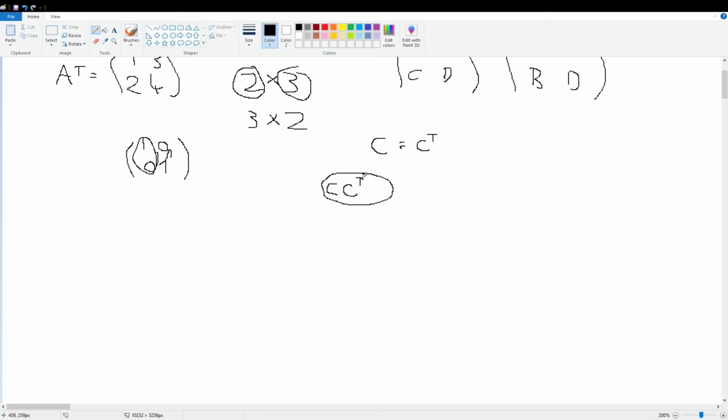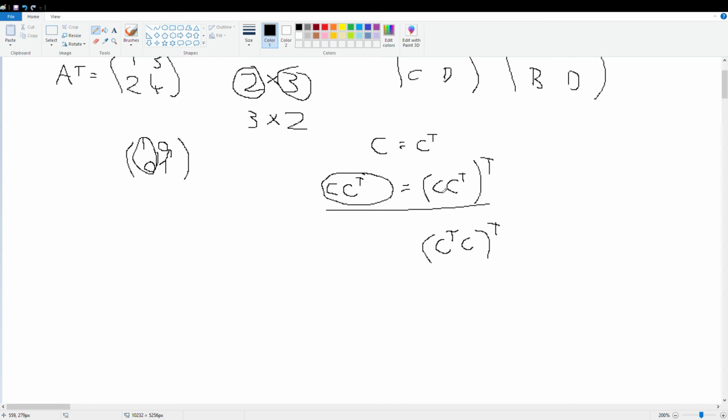Now, obviously we don't know what C is, we just know it's symmetric. But because we know it's symmetric, we know that C transpose must be symmetric. Well, why is that? So first of all, if this condition I've written on the Microsoft Paint here is correct, then C multiplied by C transpose will be symmetric. Well, what can we do here? Because we know that C is equal to C transpose, we can kind of swap these.